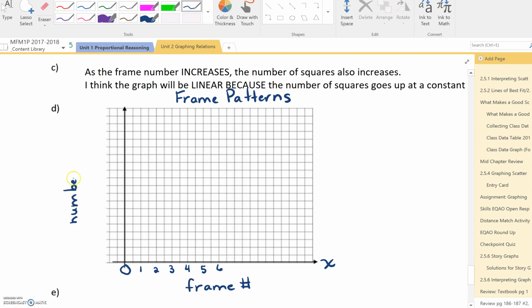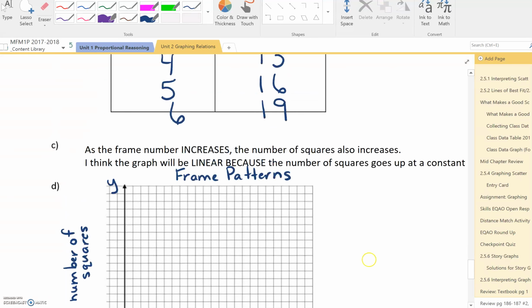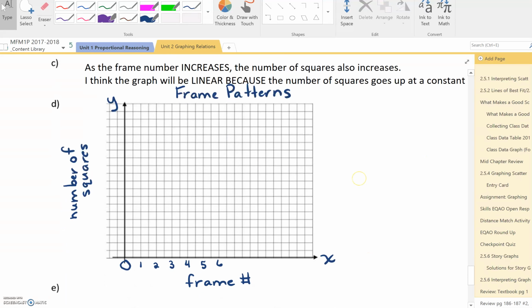So the number of squares. The reason the number of squares goes on the y-axis is because the number of squares affects the frame number. Okay, so the more squares I have, the higher my frame number is going to be. So the number of squares, we went up to 19. So let's go up by 2.5s again. So here's 2.5, 5, 10, 15, 20, 25. I don't really need to go that high.